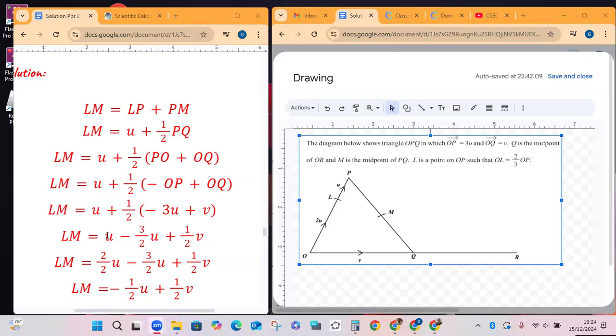Now we can simplify a 1u. There's an invisible 1 minus 3 over 2 u. Another way to write 1 is 2 over 2, just to get a common denominator of 2. And we can subtract the numerators. 2 minus 3 is a negative 1. So LM is negative a half u plus a half v. So we have answered the question, writing LM in terms of u and v.